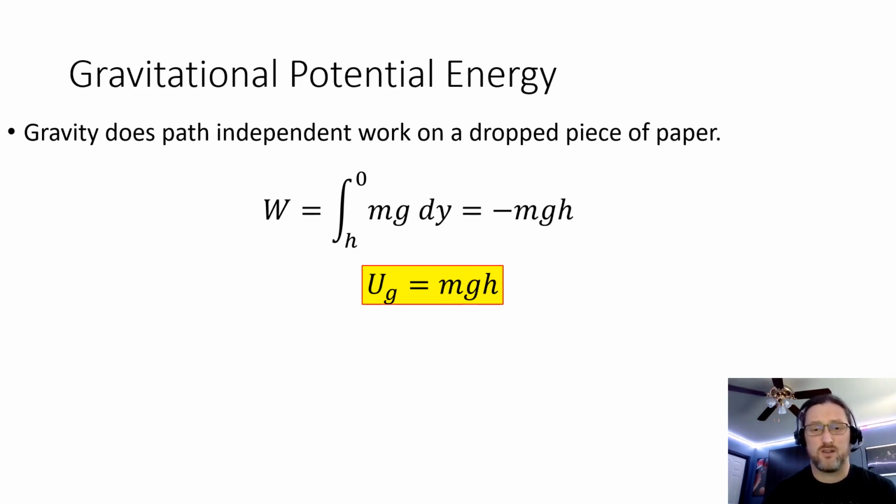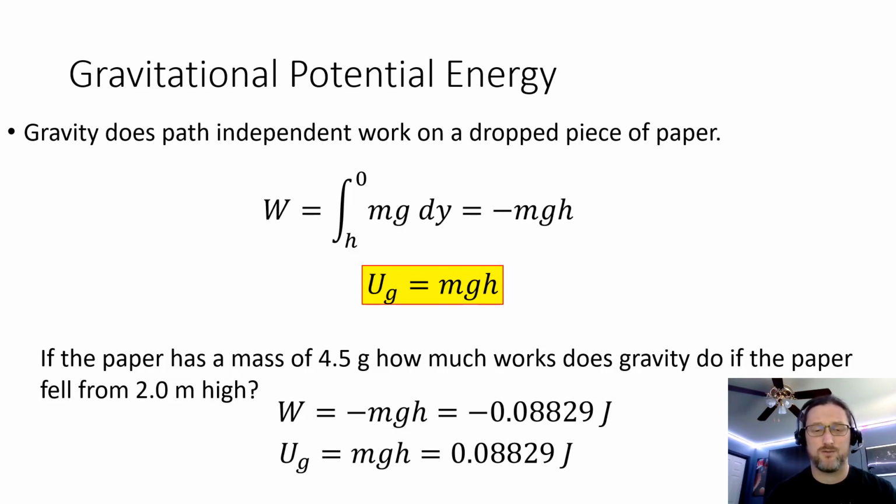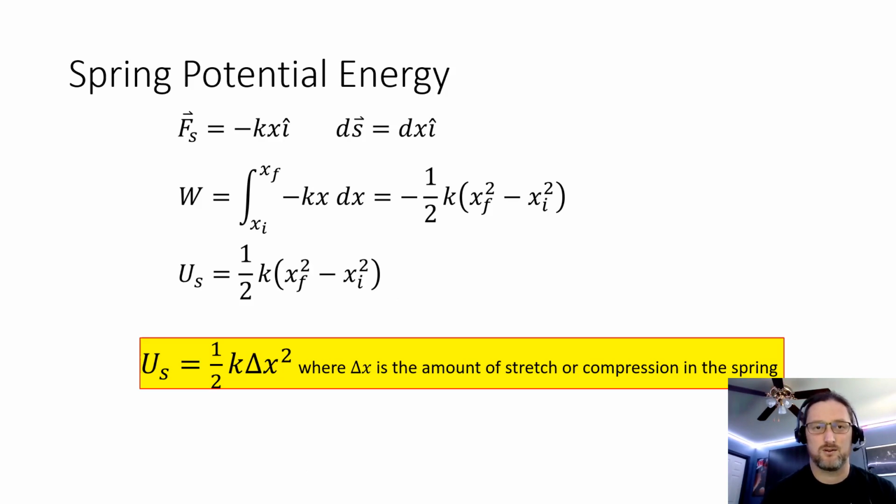So the problem I mentioned at the end of the last video: if the paper has a mass of 4.5 grams, how much work does gravity do? Well, just minus mgh. I can calculate it. 0.088 joules, right? Or the potential energy that it had, the gravitational potential energy it had when it was 2 meters above zero, zero being, I don't know, maybe the ground, my arbitrary zero, 2 meters higher than what I'm calling zero gravitational potential energy. I get that same amount of energy, but positive instead of negative, because it started with that and then it turns into something else, which we're going to get to in a minute. So our first type, gravitational potential energy, really handy.